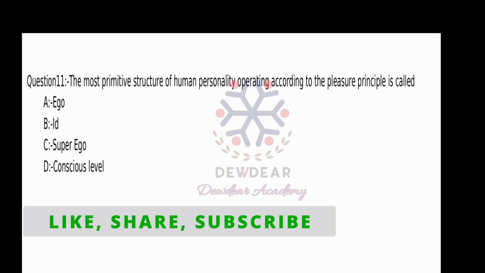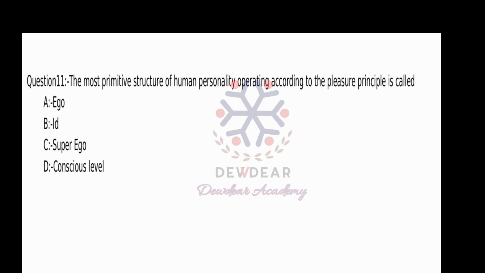The question is: the most primitive structure of human personality operating according to the pleasure principle is called. Options are ego, id, superego and conscious level.